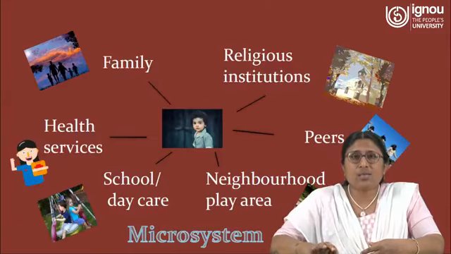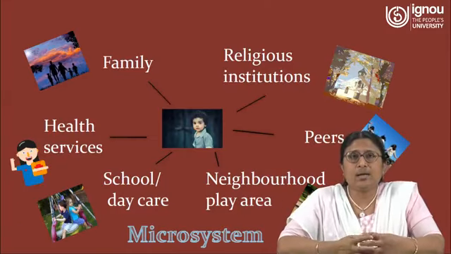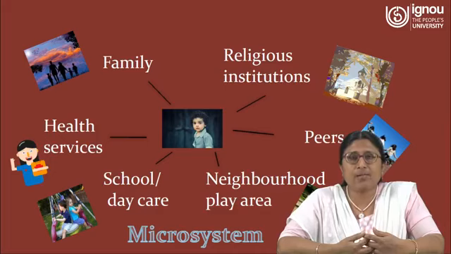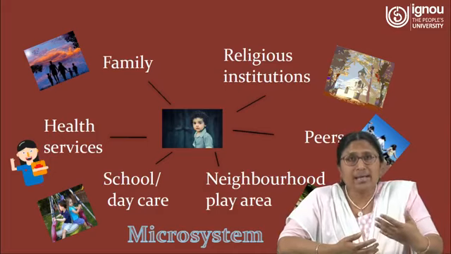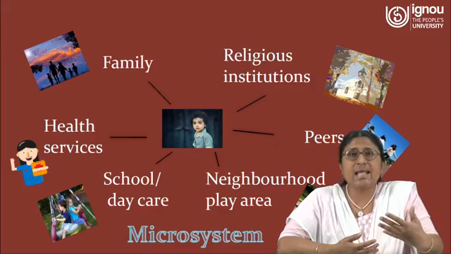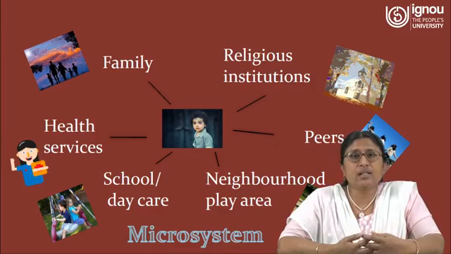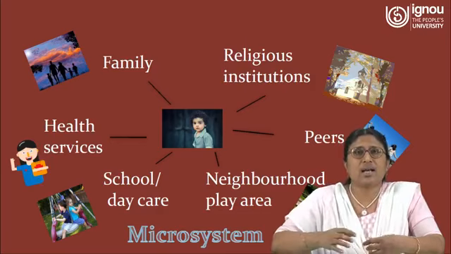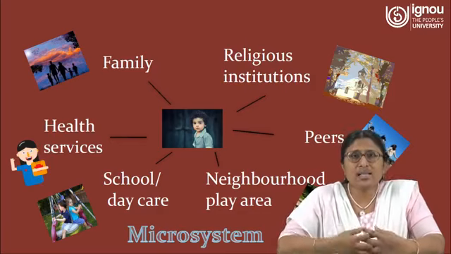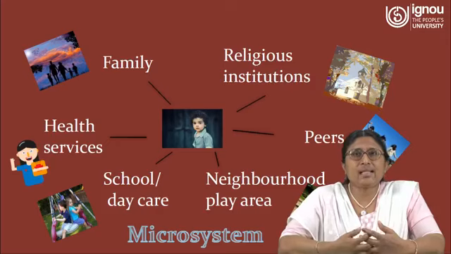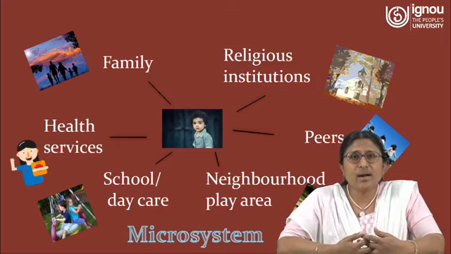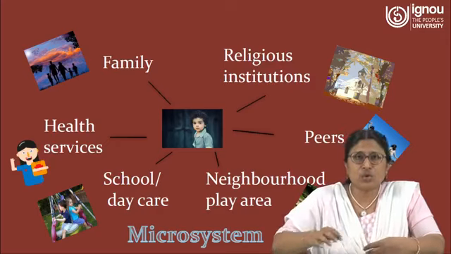And next, when we come to the religious institution, that is also a major part in the development of the child. And the school, daycares and the play area where the child is developing, all these things influence the development of the child. And from this microsystem, we can see the next one, that is the Meso System.